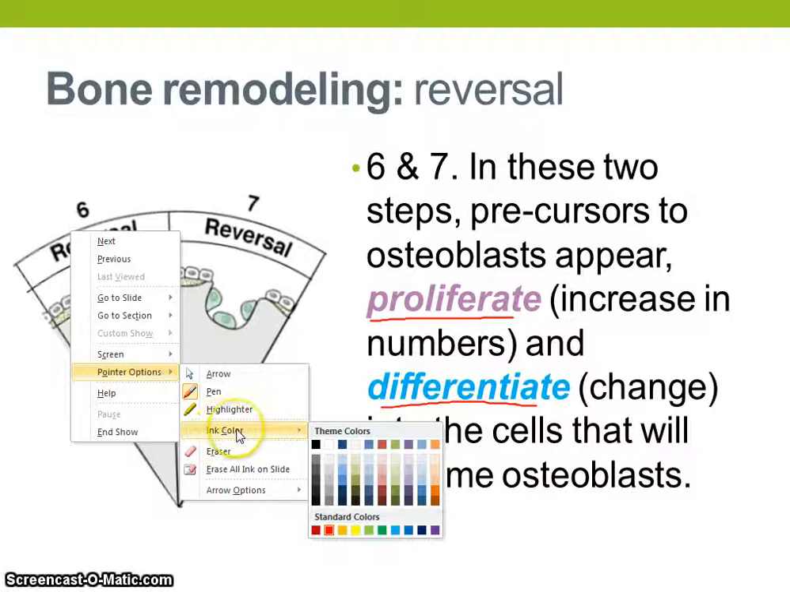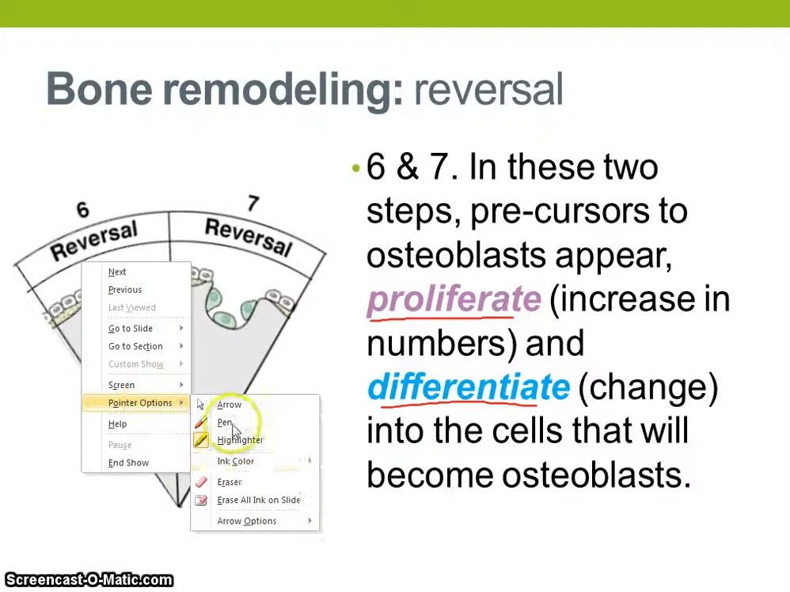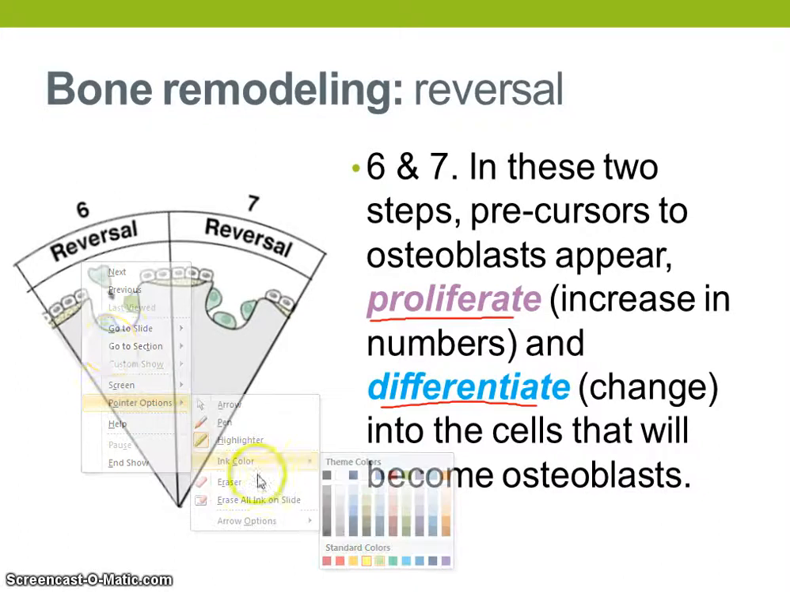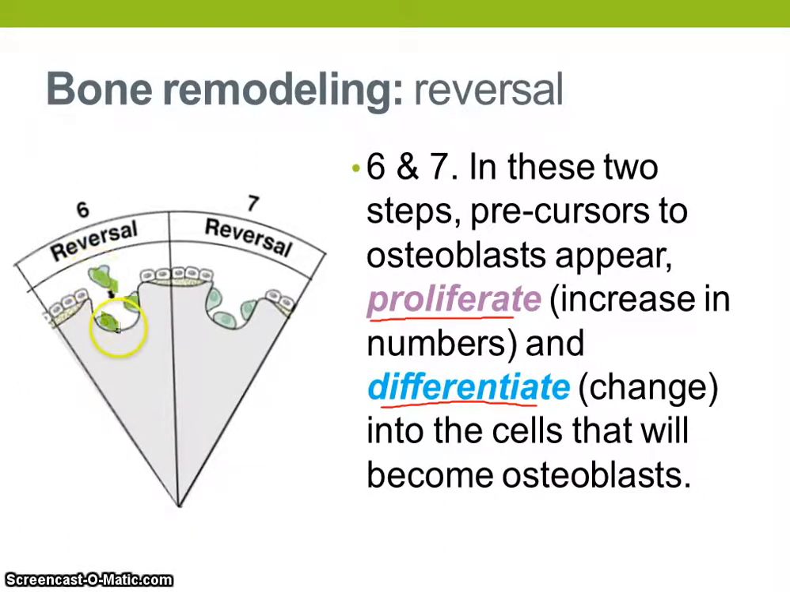So anytime on your wheel you see an osteoblast or a precursor to something called an osteoblast, I'd like you to color it in green, just so you're very clear visually on the difference between the osteoclasts and osteoblasts.